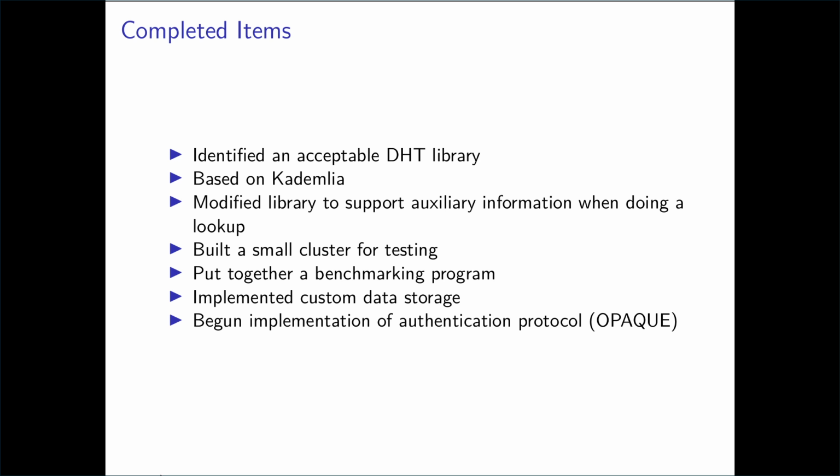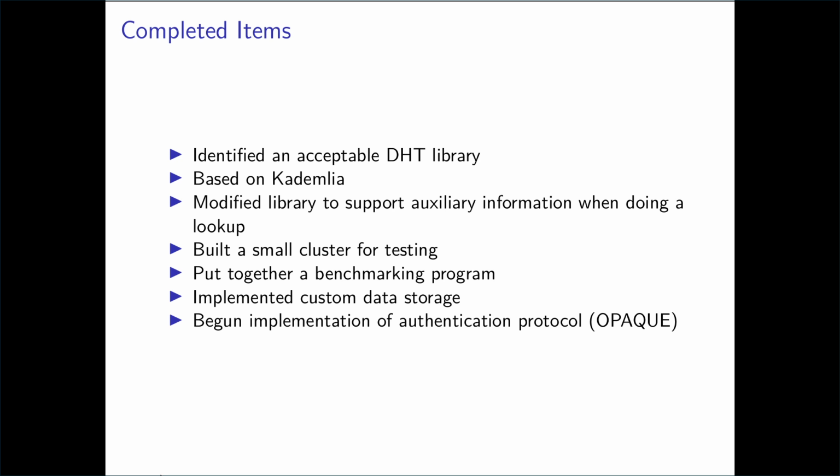We have had to modify this library to support auxiliary information when doing a lookup, and that auxiliary information has to do with a cryptographic derivative of the password that you're sending over. So you're sending over both the username and a cryptographic derivative of the password. You wouldn't want to just send over the password for obvious reasons. There's big security implications about putting a password on things. But we had to modify the original Kademlia library to support this extra information that it didn't initially support.